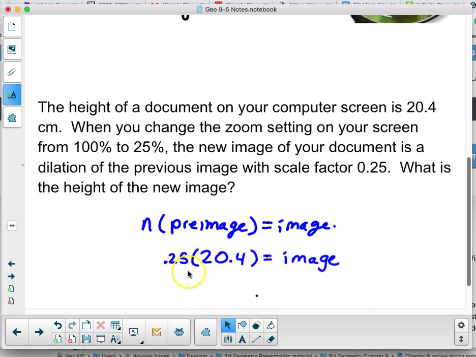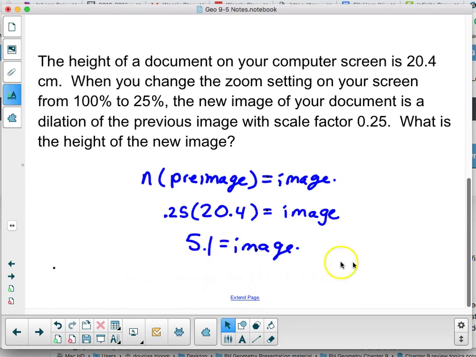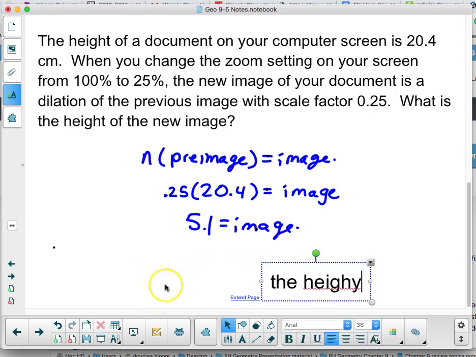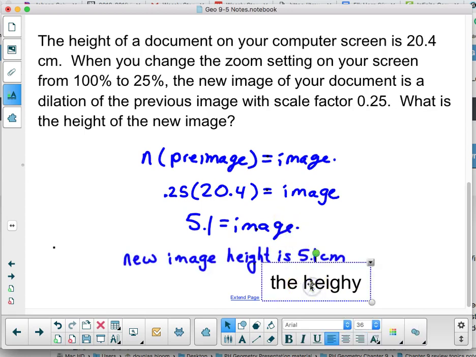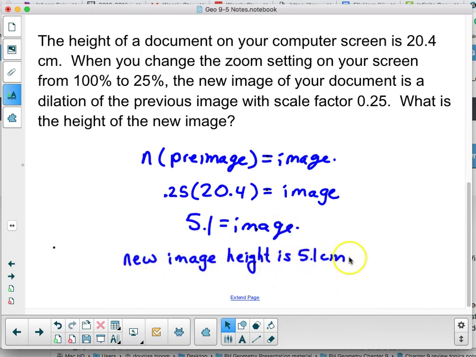Okay, so 0.25 and my pre-image is 20.4. So what's my image height? So I just multiply these two together. It's all about setup and knowing n is my scale factor. I take my pre-image value times n and I get my image value. Okay, I'm just going to multiply them together and find my image value. So I've got 5.1 as my image value. Okay, so what's the height of the new image? Oh, actually, it's right here. Height of the new image. I thought I'd written that in. The new image height is 5.1 centimeters.